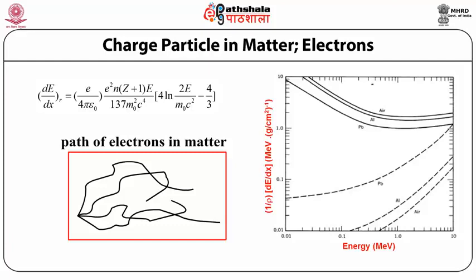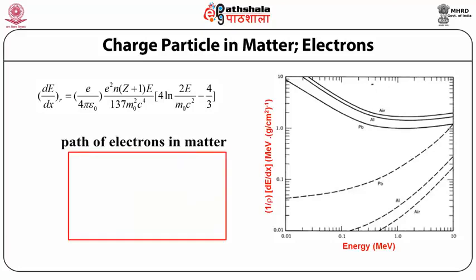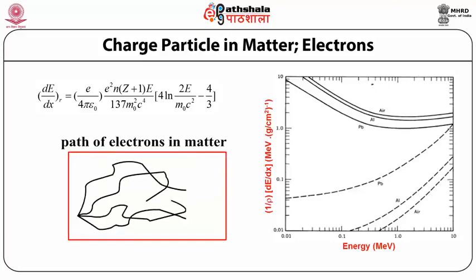Now, if we want to see how the path of the electron inside the matter looks, the picture given below shows the path of the electron in matter, and we can see that the electron path is not a straight line path as in the case of heavy charged particles, but the electron's path is a zigzag path, and so the distance covered by the electron inside the detector is different for different electrons.